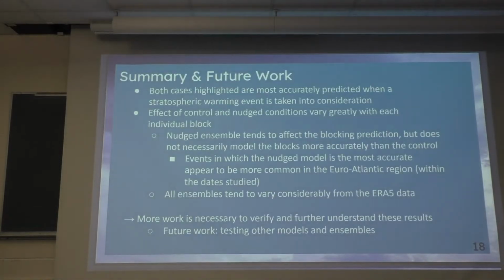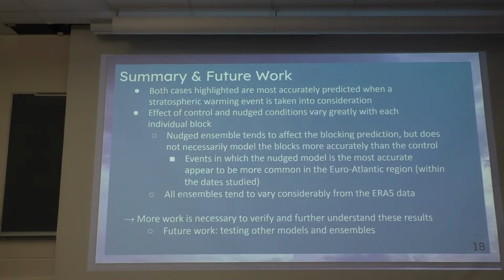So in conclusion, both cases highlighted are most accurately predicted when a sudden stratospheric warming event is taken into consideration. But the effects of the control and nudge conditions do vary greatly with each individual block. The nudge ensemble does tend to affect the blocking pattern, but not necessarily by modeling the blocks more accurately than the control in the other blocks that I studied.